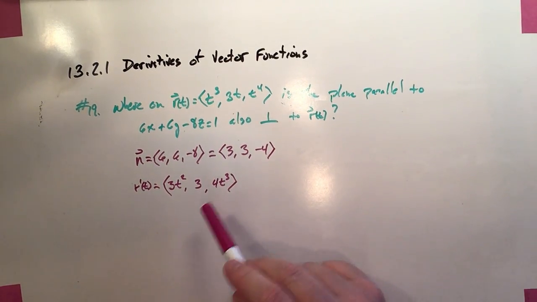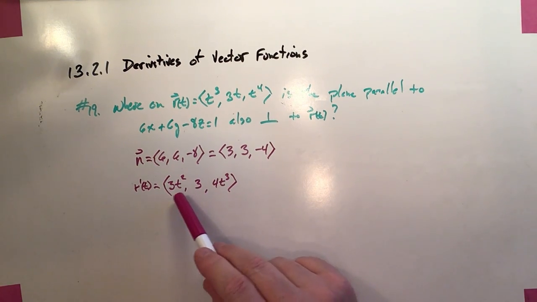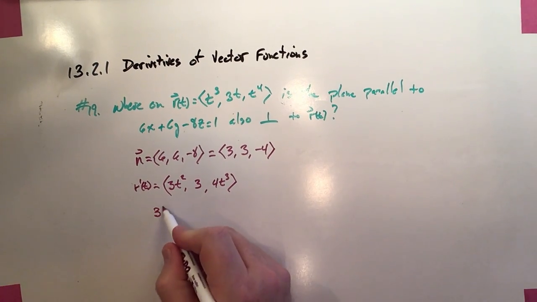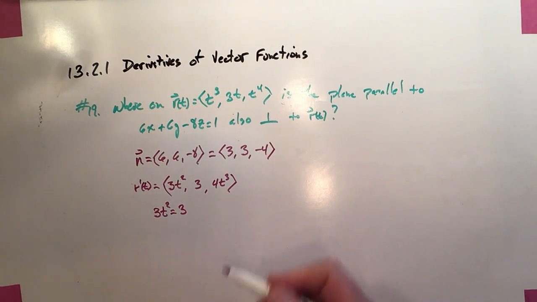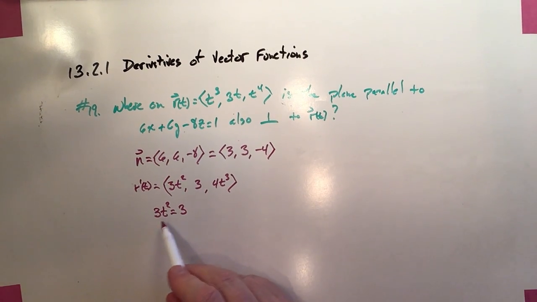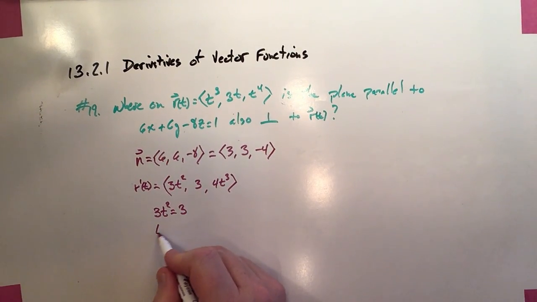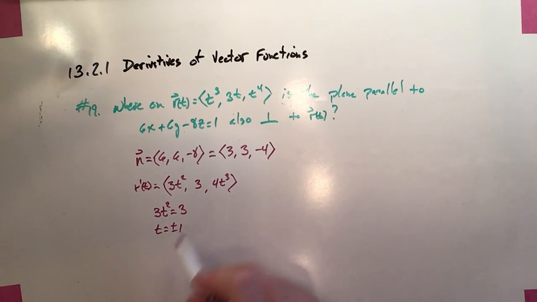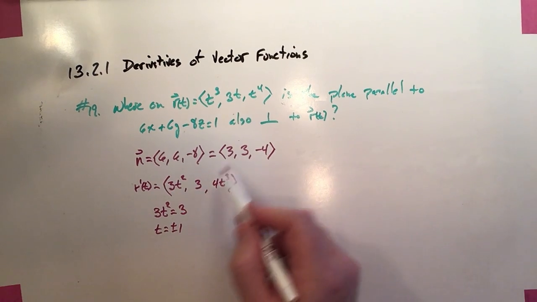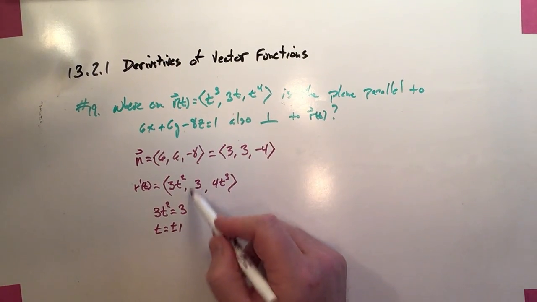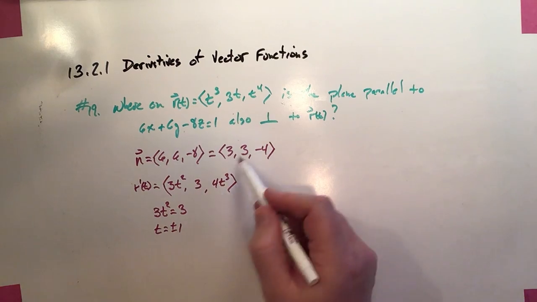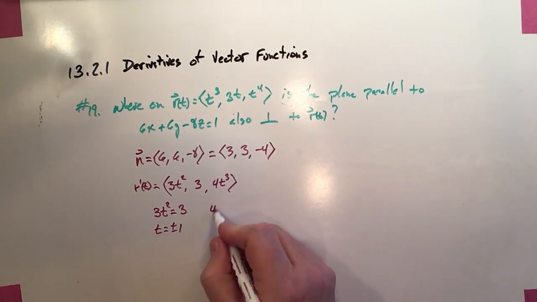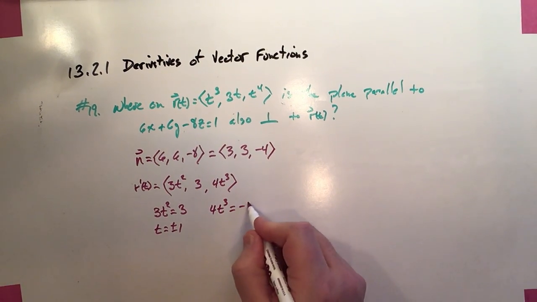So I want t to be such that 3t squared is equal to 3. Well, one possibility for that, of course, is plus or minus 1. So t could be equal to plus or minus 1 and make that true. The middle component's no help. It's 3 and 3. Basically, since this is not a function of t, it always matches up and it doesn't help me restrict t.